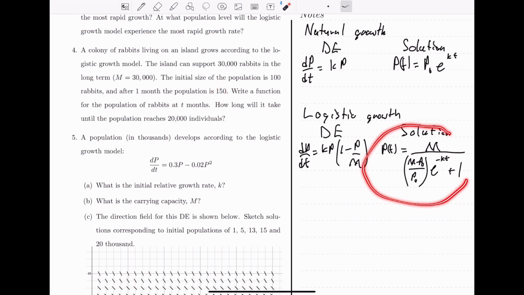Using the solution for the logistic differential equation, we are going to write a function that describes the population of rabbits at t months. Then after we find that population function, we're going to figure out exactly how long it will take until the population reaches 20,000 individuals. Rather than working through this problem by hand, I want to show you how we can use Mathematica to simplify the busy work here.